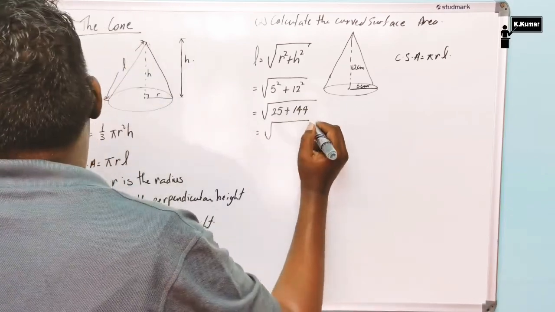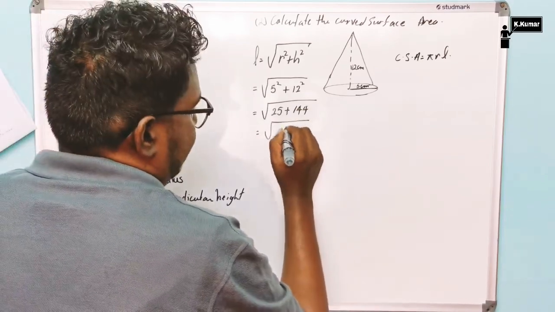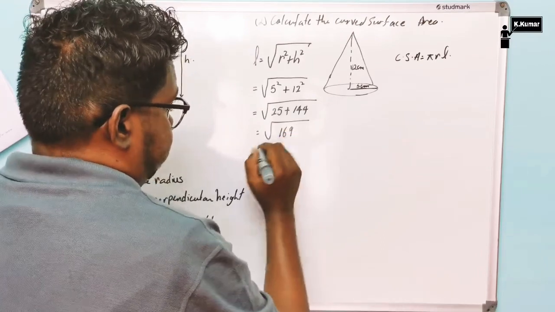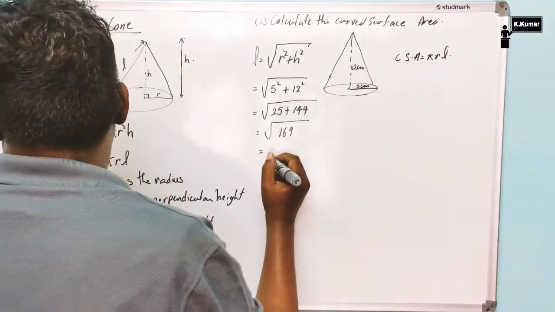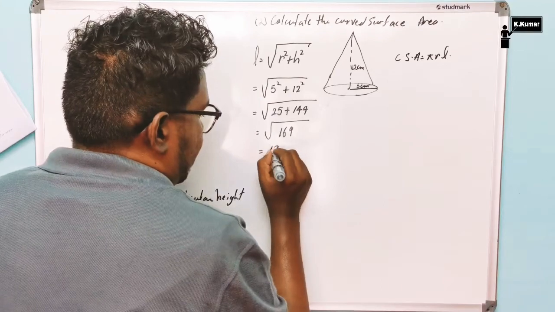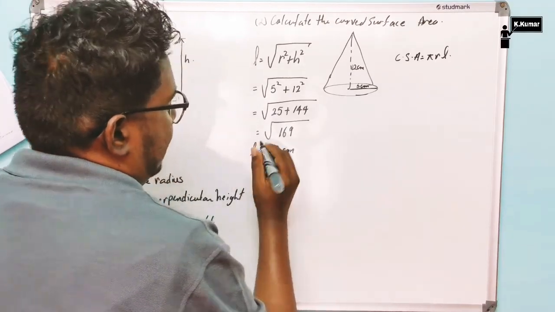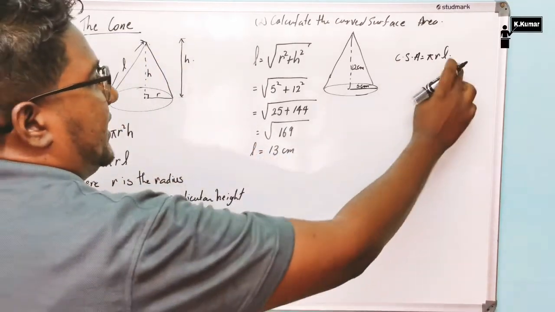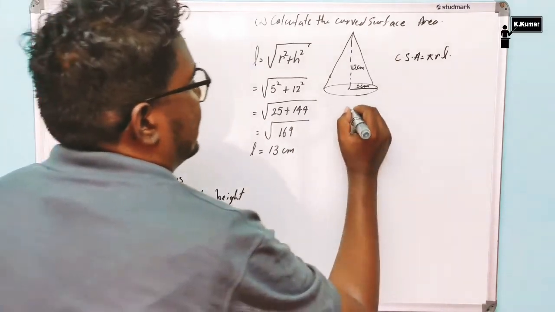Square root of 169. The square root of 169 is 13 cm. So L is equal to 13 cm. We can now go and find our curved surface area.